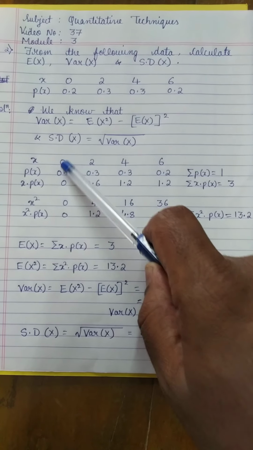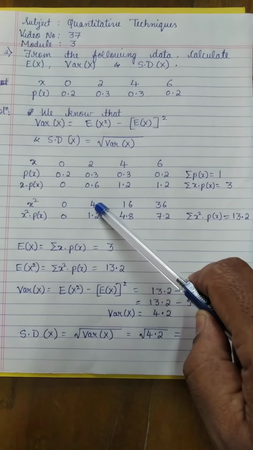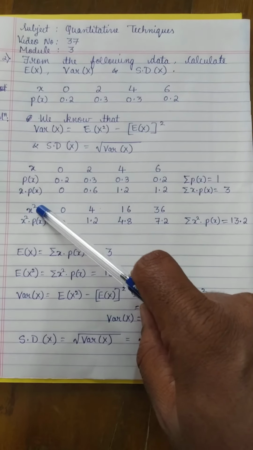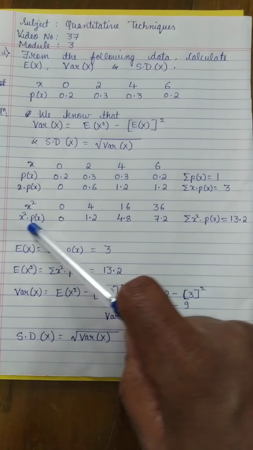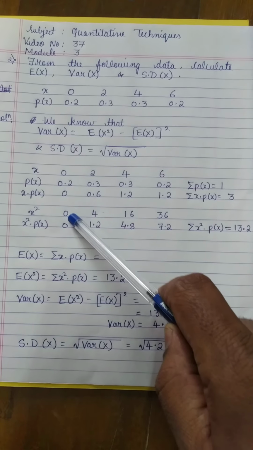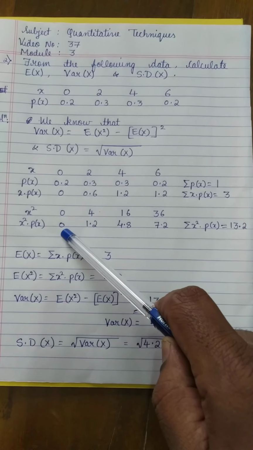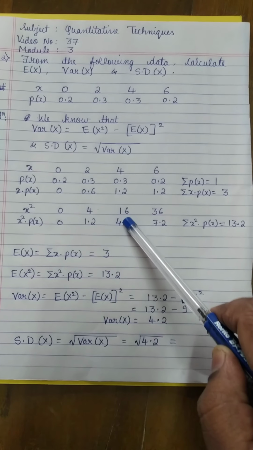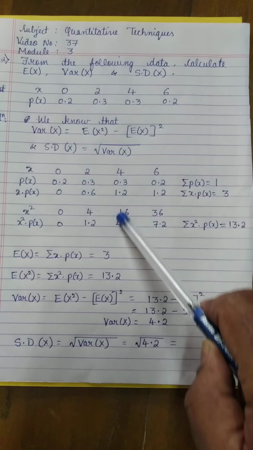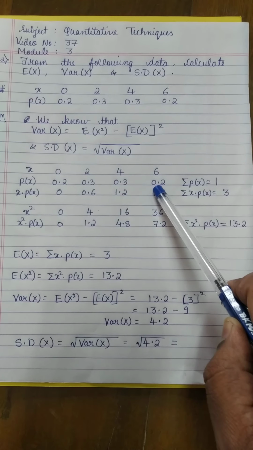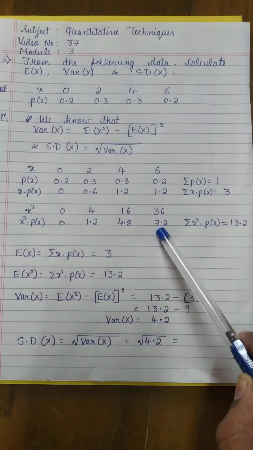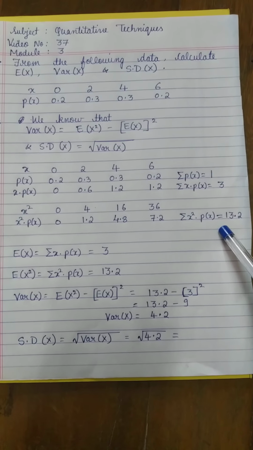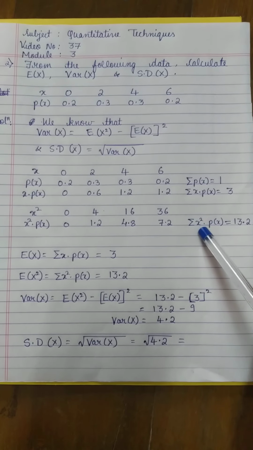Here x is 0. 0 into 0 is 0. 2 into 2 is 4. 4 into 4 is 16. 6 into 6 is 36. Okay, x square we have got. Now x square into p of x we need. So 0 into 0.2 is 0. 4 into 0.3 is 1.2. 16 into 0.3 is 4.8. 36 into 0.2 is 7.2. And then you sum up all this, you will get summation of x square into p of x.